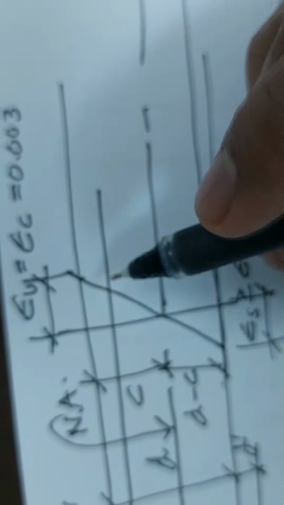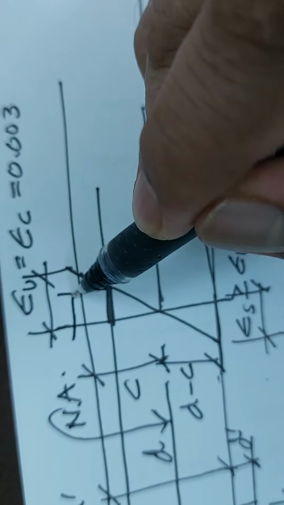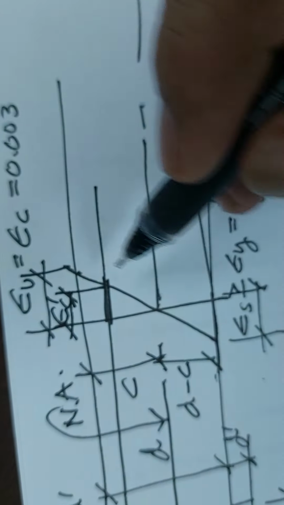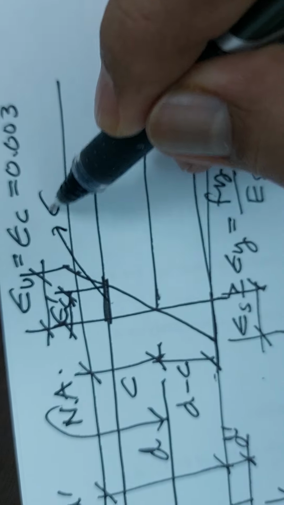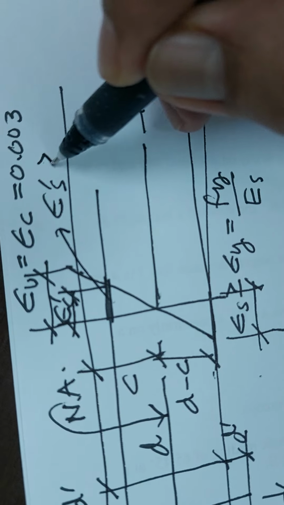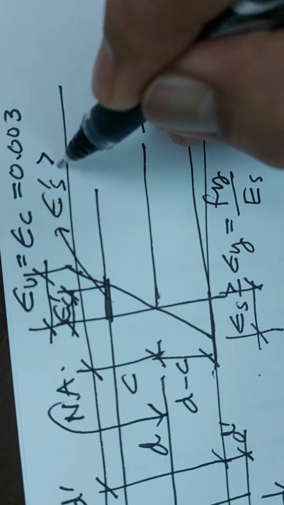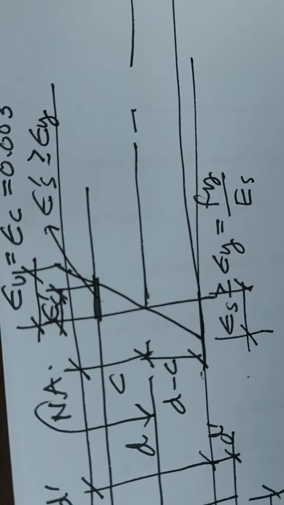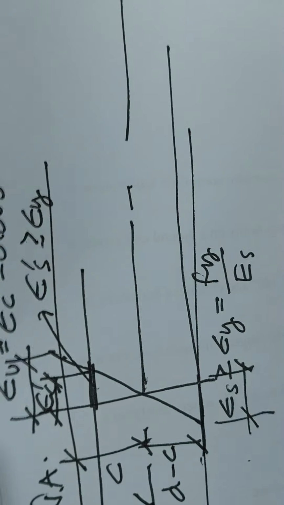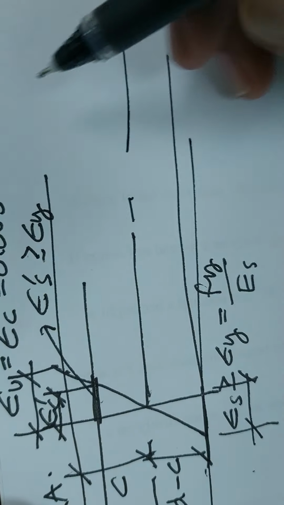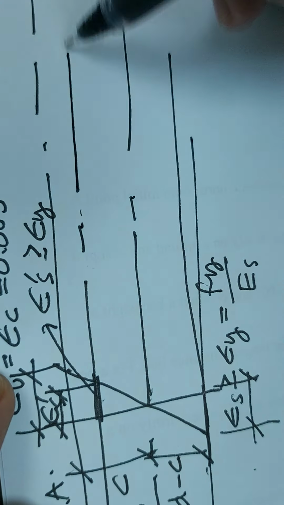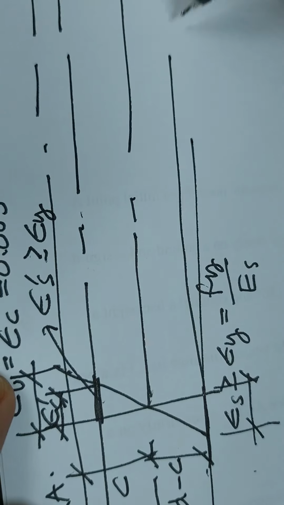Okay. Therefore, in addition, here is the strain of the compressive reinforcement, E prime S. Okay, therefore I will write it here. E prime S should be equal to or greater than the yield strain, so that it will follow the code requirements that reinforcements should yield first before the failure of the concrete section.